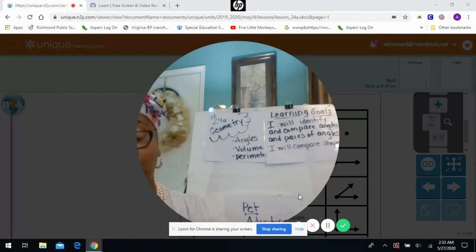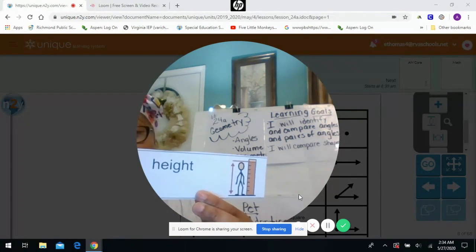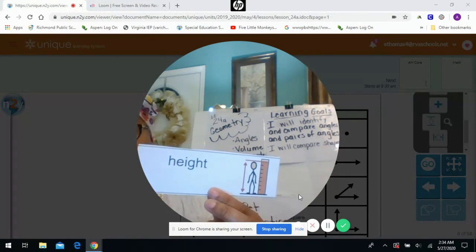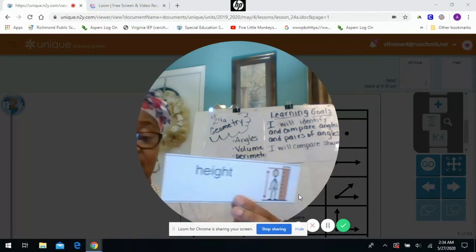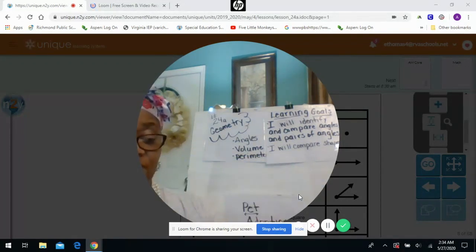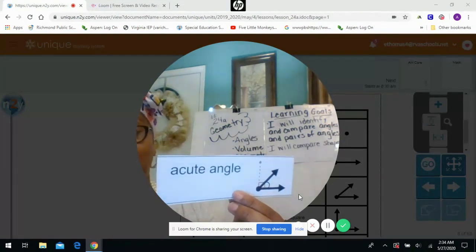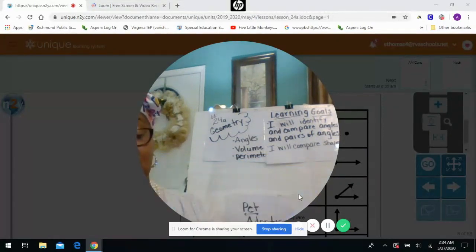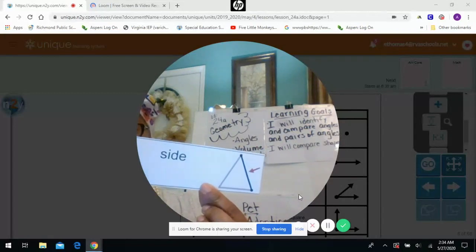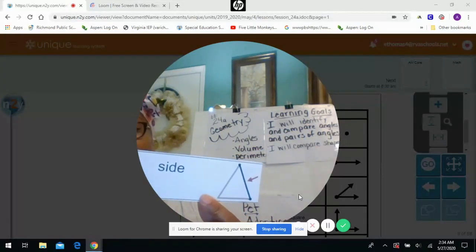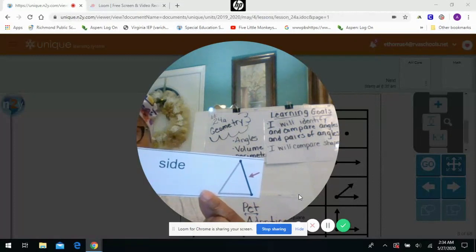A right angle. The next word is height. Distance from the top to the bottom or from the bottom to the top of something. Height. The next word is an acute angle, less than 90 degrees. You see the difference? Less than 90 degrees. The next word is side, flat part of a three-dimensional surface. Flat side.